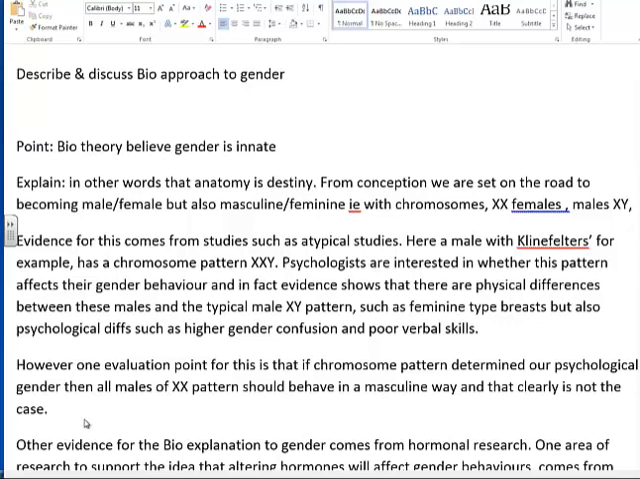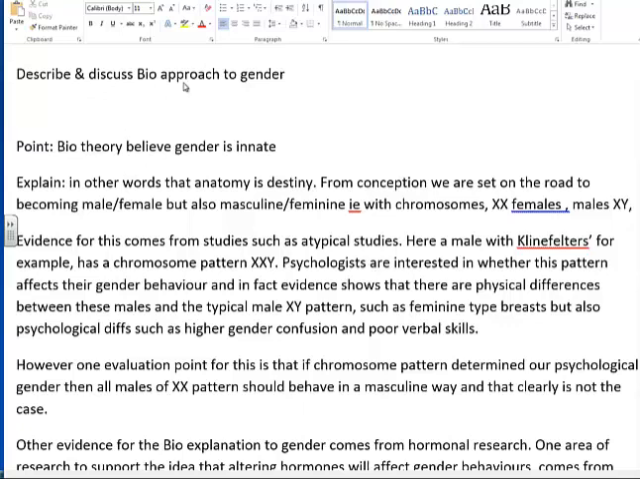Biological approach to gender. Right, I'm going to run through an essay for you. You don't have to use these particular points, but they will work and you can learn most of it if you like. But really try and think about what you're writing, because if you're trying to learn it completely word for word, that's going to take you an awful lot of effort, and you don't need to do that. You just need to understand each point and understand the structure. Okay, so here we go.